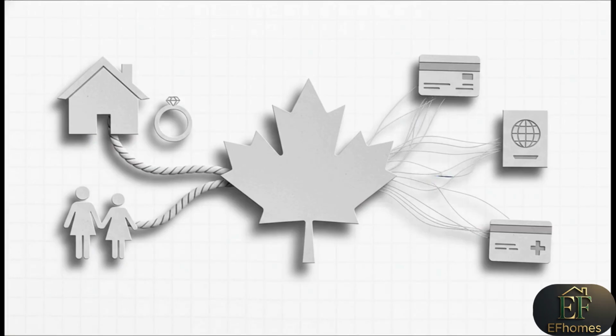And the CRA actually breaks these ties into two different groups. First, you've got what they call significant ties. Think of these as the big, thick ropes. We're talking about a home in Canada, a spouse or partner, or any dependents still in the country. If you have even one of these, you're almost definitely going to be considered a resident.